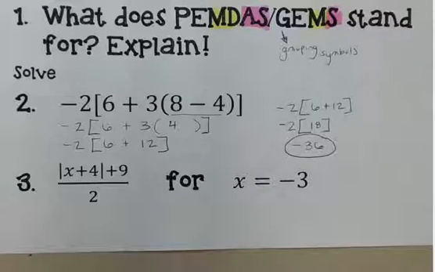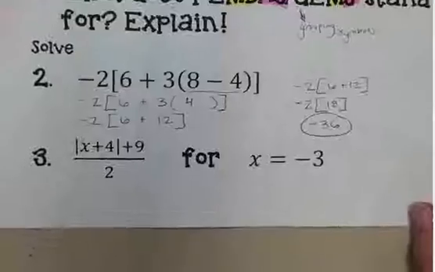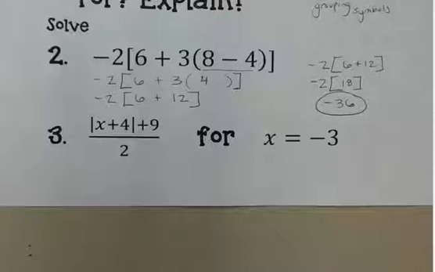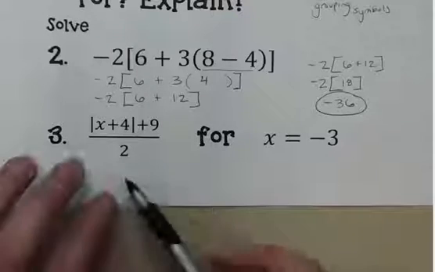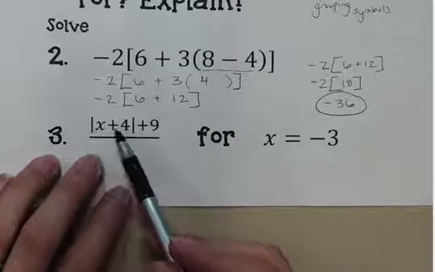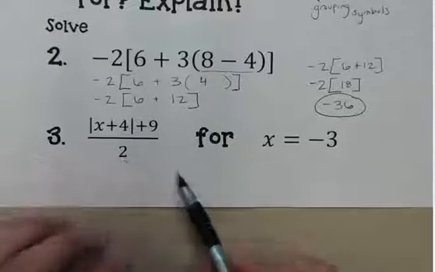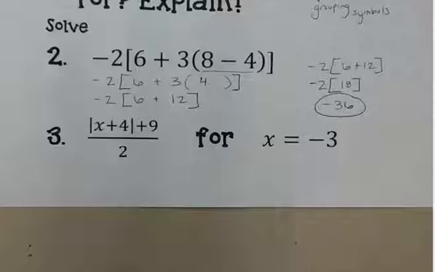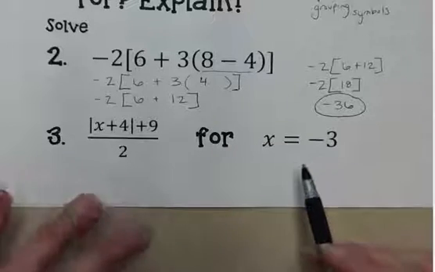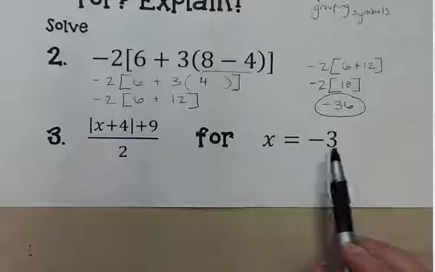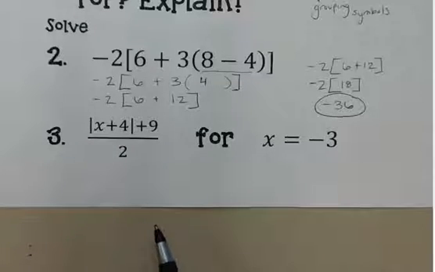Okay, the next warm-up question, number 3, is a little bit different. I have these bars here, which are absolute value bars, x plus 4 plus 9 divided by 2, and it says for x is equal to -3. In this case, what they're telling us is whenever there's an x in the expression, we need to substitute -3 in place for the x. We talked about this yesterday as one of our mini concepts.